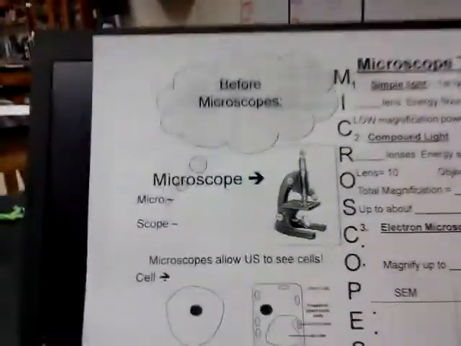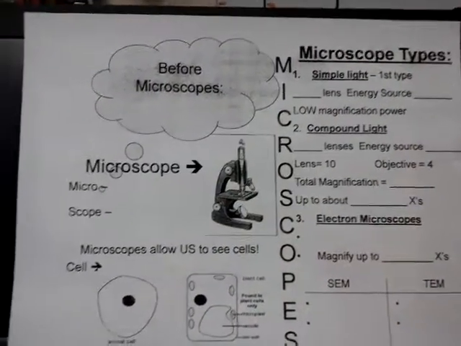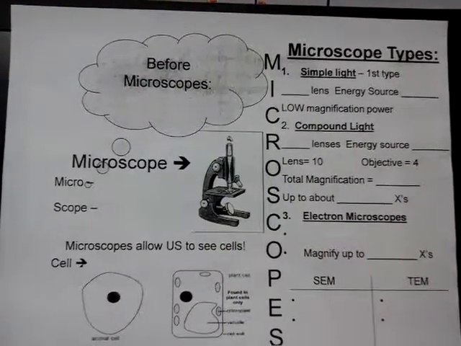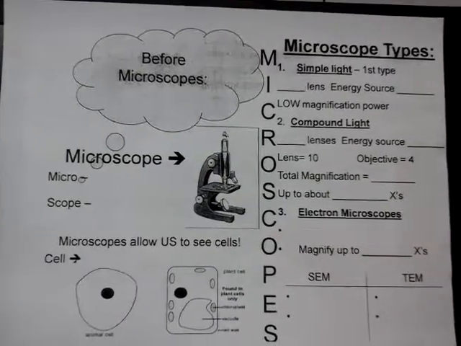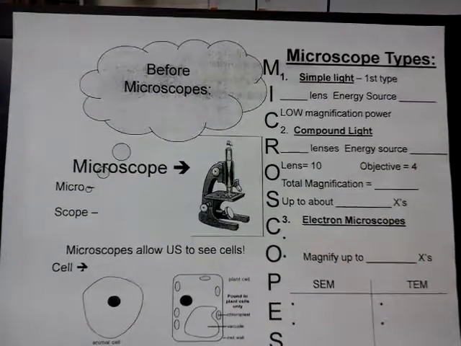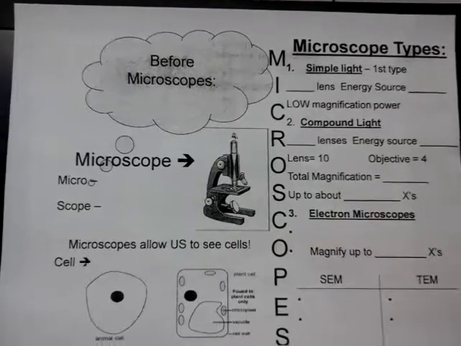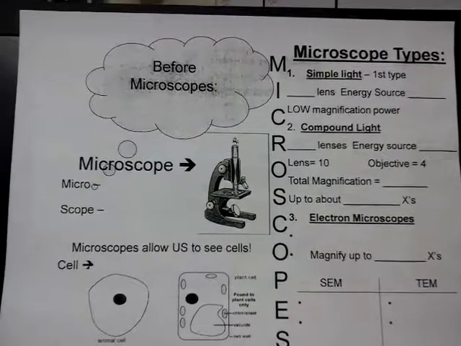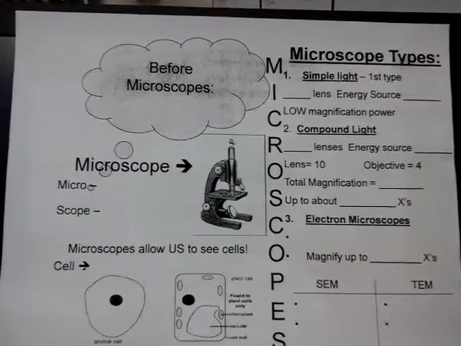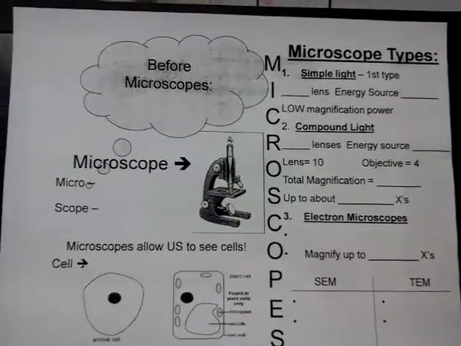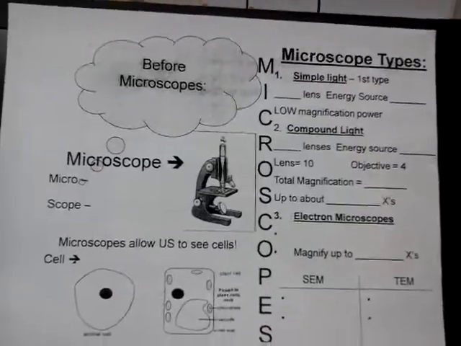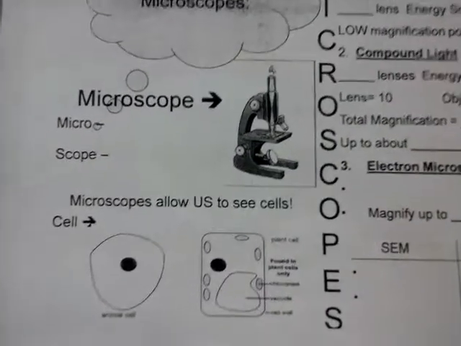But in the case of microscopes, before microscopes, we did not realize that there were unicellular organisms. We didn't know about bacteria, we didn't know about certain types of algae, protists, and we definitely didn't know about cells. But at some point in time, somebody invented a microscope. And you guys know that the root word micro means small, and scope means to see. So microscopes let us see really small things. And it allows us to see the cells.